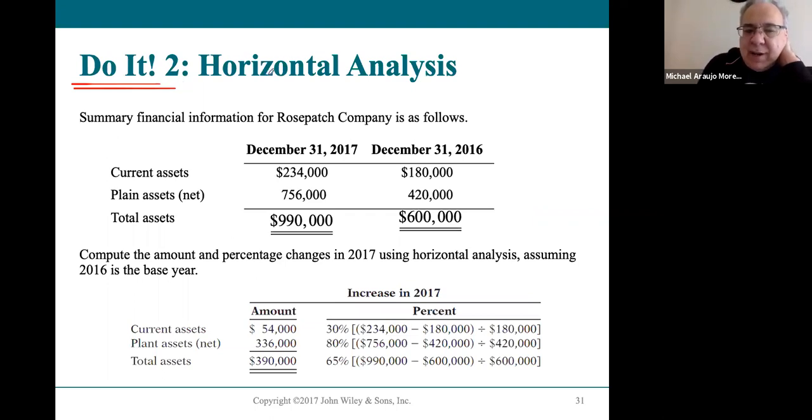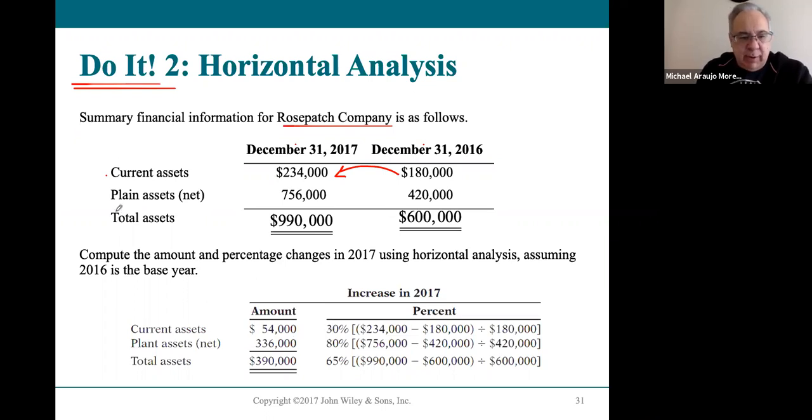So here we have a horizontal analysis, as you remember. Here is the information for Rose Patch Company. They have their balance sheet information for 2016 and 2017 listed here. And again, you know what you need to do, right? With a horizontal, you're looking at the difference. So current assets, the difference was $54,000. When you compare that to the original 180, current assets increased by 30%.